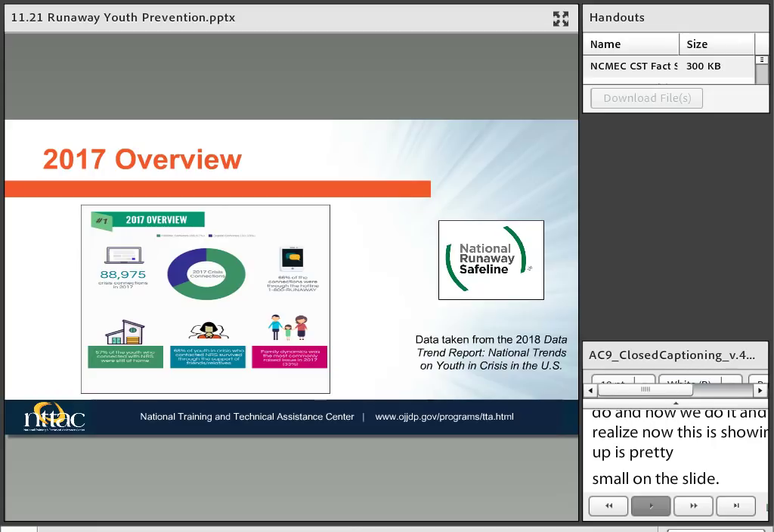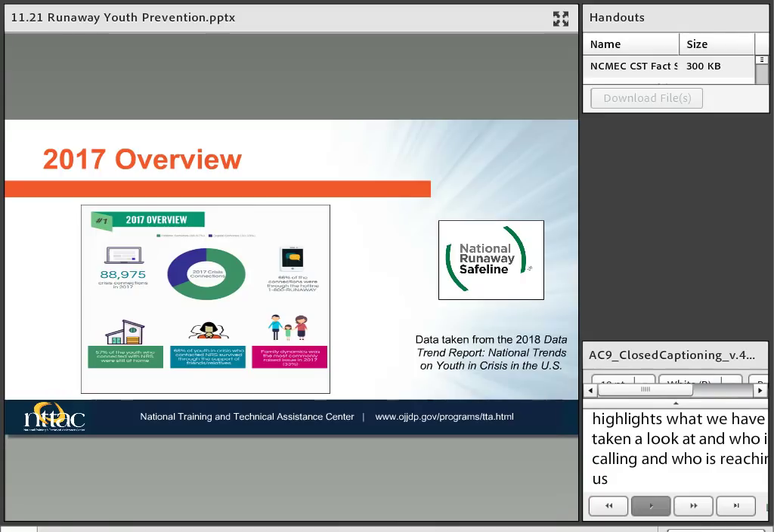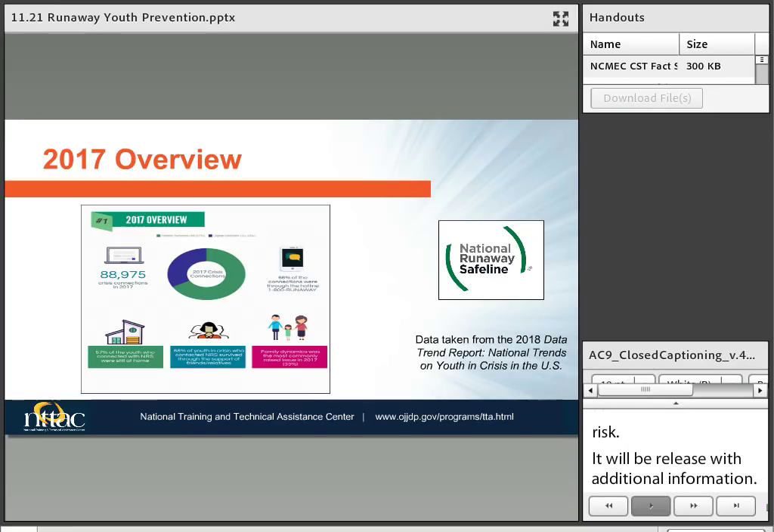So what does the population of youth look like over the past 10 years who've reached out to us, who are considered runaway, homeless, or at risk for being runaway and homeless? When we release this data report, that will also be available with additional information. But just to give you a general sense from what we have learned, when we take a look at just 2017 overall, on average we're reaching roughly 90,000 youth via different crisis connections.